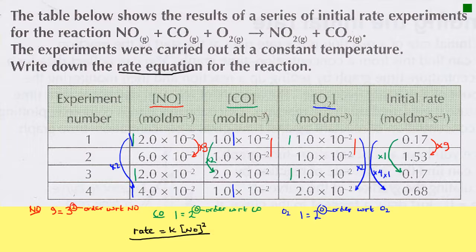At the bottom here in black, I'm going to say rate equals the rate constant times the concentration of nitrogen monoxide, because nitrogen monoxide changes do affect the rate, and we've worked out the order to be 2. And that's it, because carbon monoxide is of order 0, so we don't include that in the rate equation, and oxygen is of order 0, so we don't include that in the rate equation either. So the rate equation for this reaction is there.